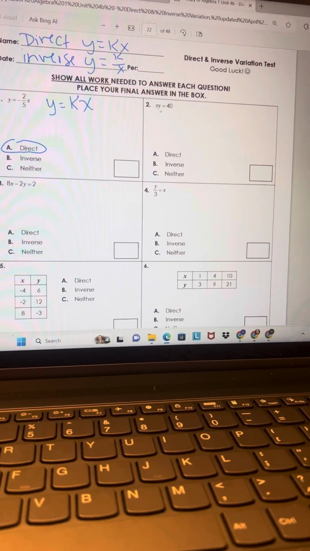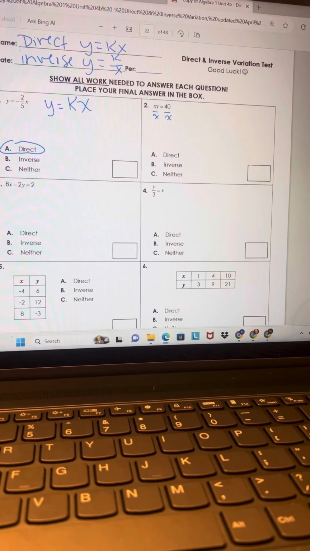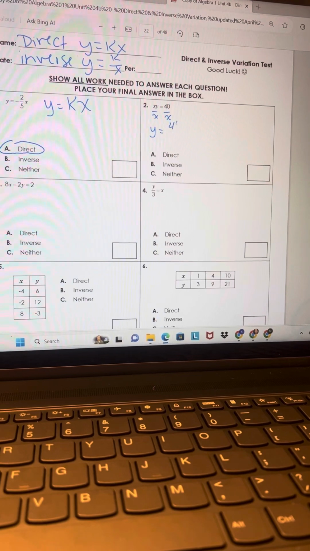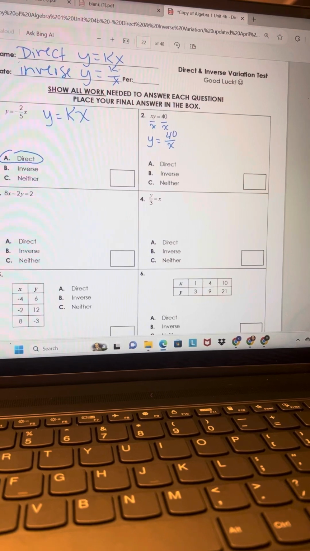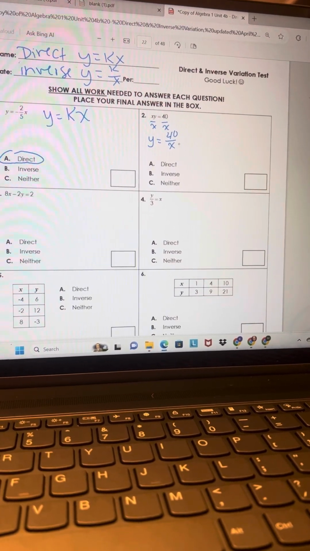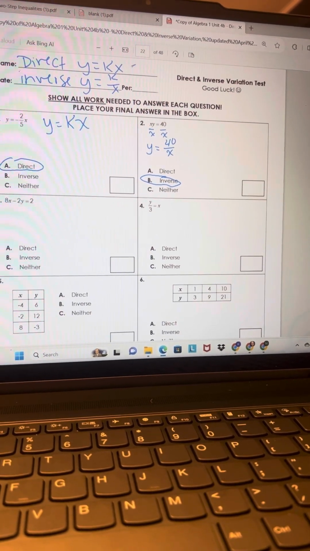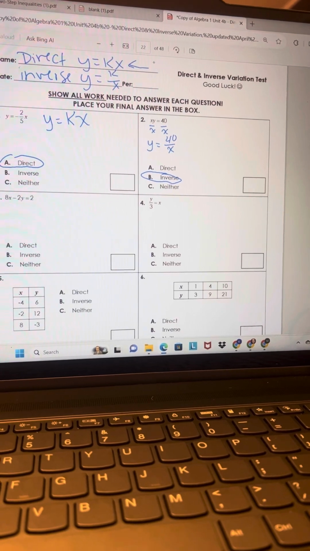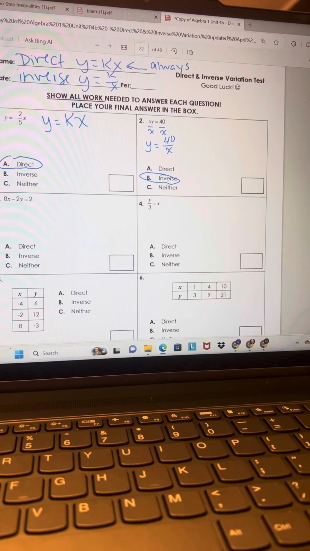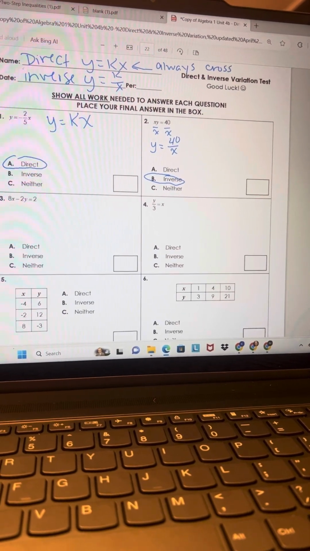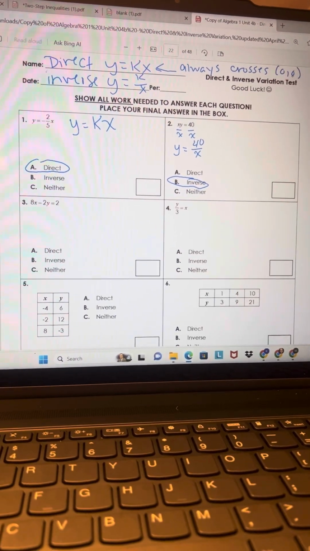Okay, so for number 2, you have to get y by itself. So you divide. And you look and see, is this in the form y equals a number times x or a number divided by x? Divided by x is inverse. Another thing you want to note about direct variation is that on a graph, it always crosses the origin.